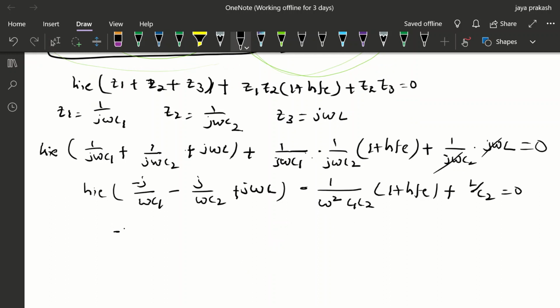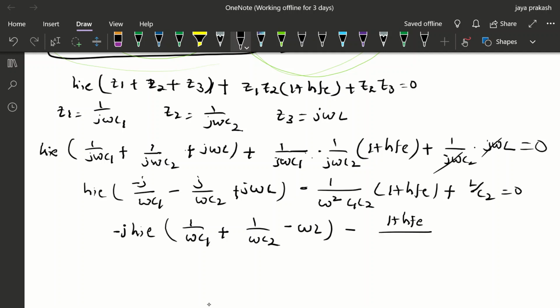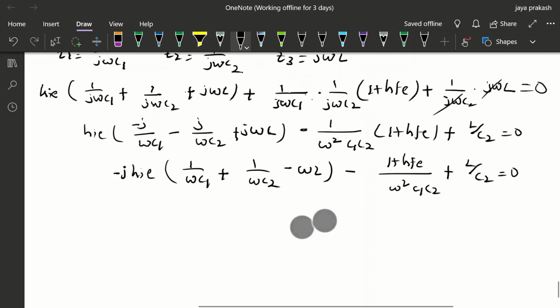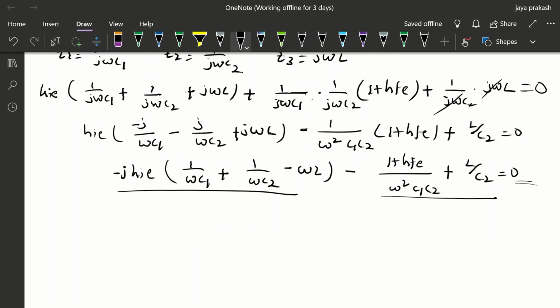Okay, if I have taken j common from this one: minus j into hie, 1 upon omega C1 plus 1 upon omega C2 minus omega L, minus 1 plus hfe by omega square C1 C2 plus L by C2 is equal to 0. So this is all the imaginary part and this is the real part. On the left hand side and the right hand side, both are equal to 0.